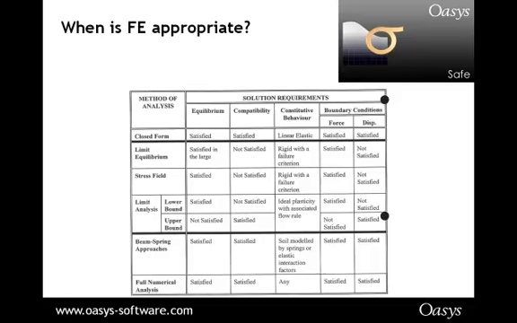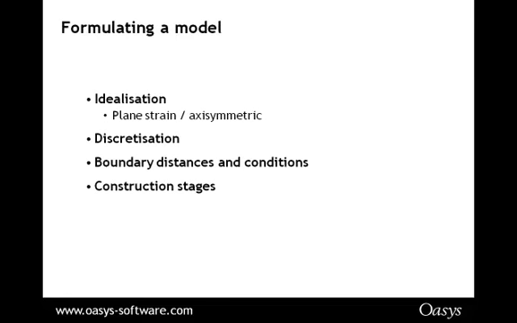So now we're going to go on to, if you want to set up an FE model, how do you do it? Well, there are 4 major stages. One is the idealisation, and that's what kind of problem do you have? And this leads to how the problem is analysed, and I'm going to touch upon that now.